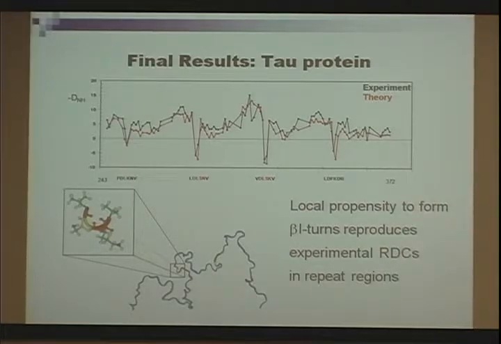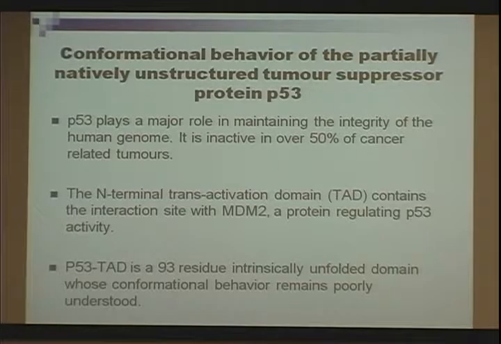And just to show you that it doesn't just work on tau, we then looked at P53, which you all know is the so-called guardian of the genome. It's important to us because in 50% of cancer-related tumours it's found to be inactive, and it contains an N-terminal transactivation domain, which is a 93 residue intrinsically unfolded domain.